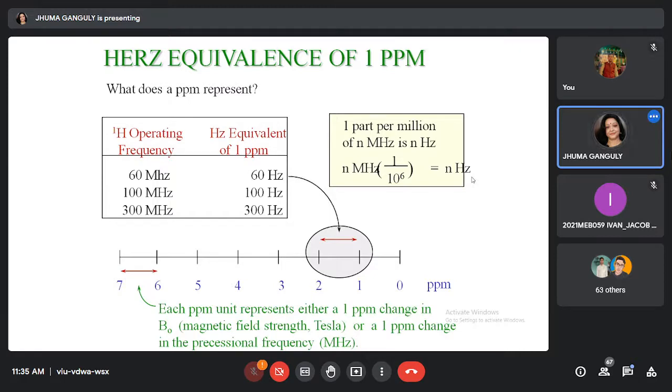So how is the scale defined? If the instrument is 60 megahertz, then 60 hertz is the difference between 1 and 2. If it is 100 megahertz, then the distance between 0, 1, 2 or 3 is 100 hertz. In this way the scales are maintained. That is why we divide, and we get a fixed value.